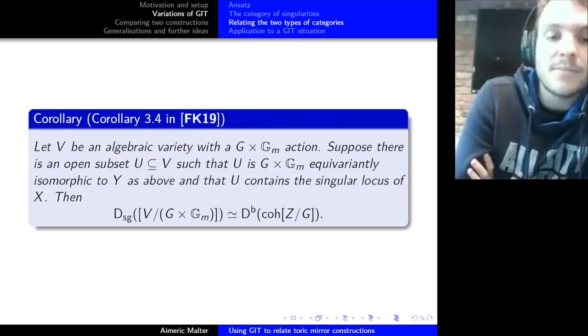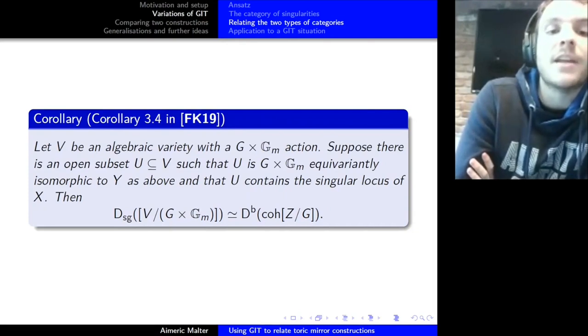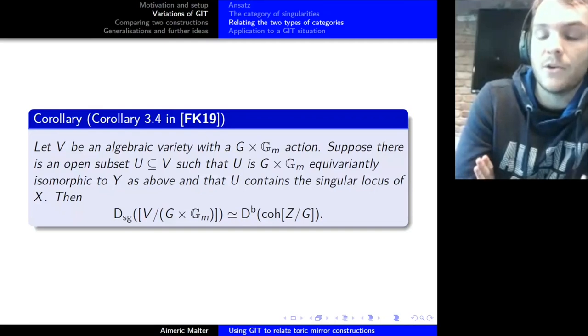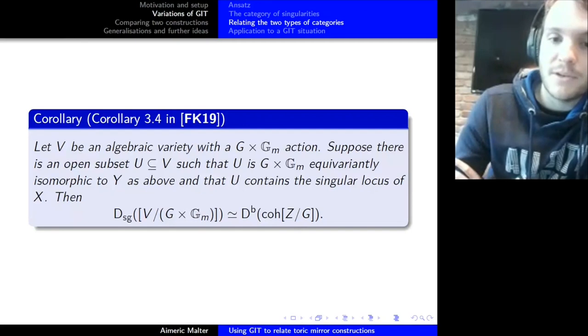In Favero-Kelly's paper, they reformulate this a bit. So we have an algebraic variety V with a G cross G_m action and an open subset, which is isomorphic to Y, such that U contains the singular locus. Then we get pretty much the same equivalence, except that now it's not for Y, the entire thing, but just for V, for the algebraic variety.